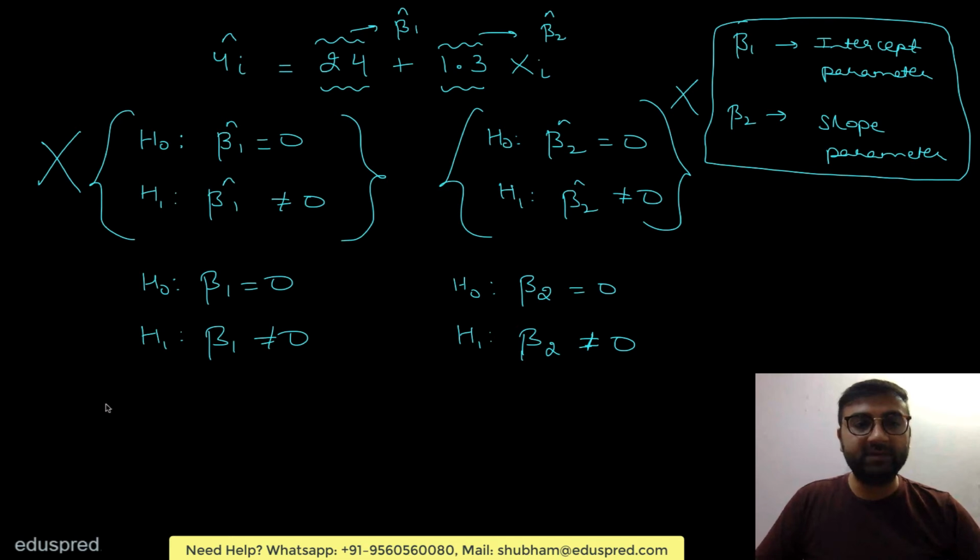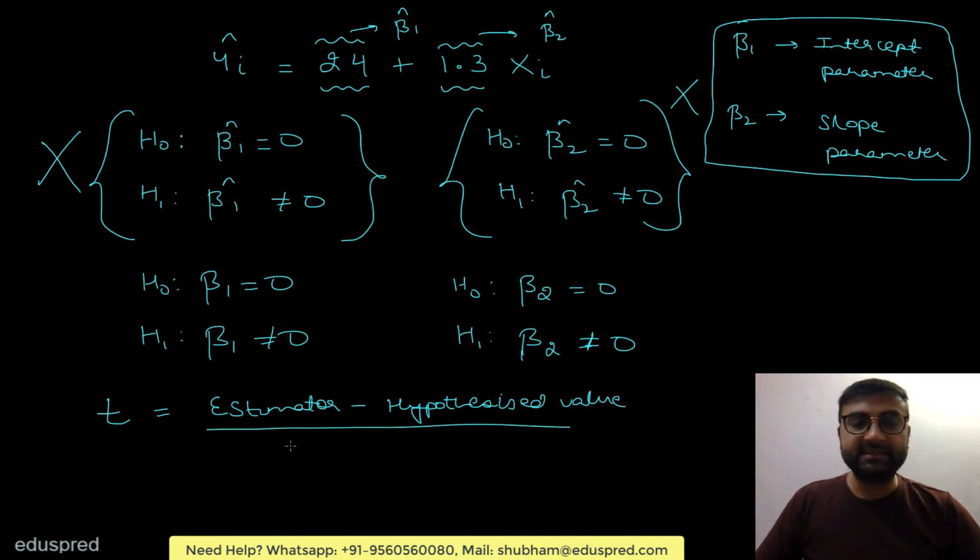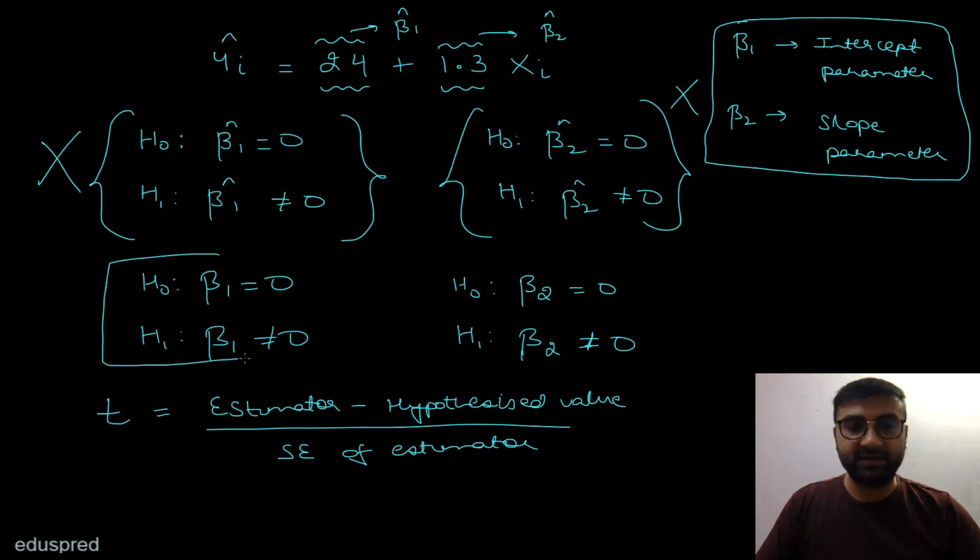Now let's say you are writing the T formula. The T formula is the estimator minus the hypothesized value, divided by the standard error. SE means the standard error. So divided by the standard error of the estimator. Let's say that you are working with the null hypothesis beta 1 equal to 0 and alternative beta 1 not equal to 0. In this case, T is equal to, instead of estimator, you're going to write beta 1 hat, because that's the estimator of beta 1, and you're already given the value of beta 1 hat, which is 24.